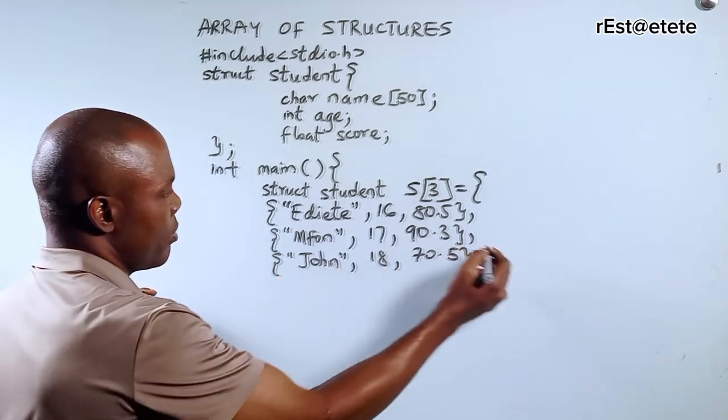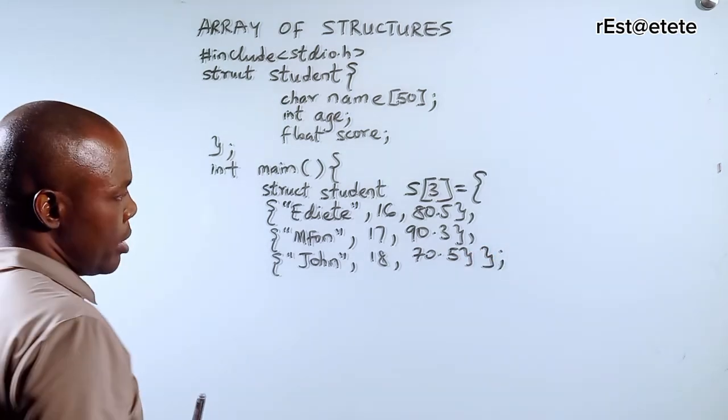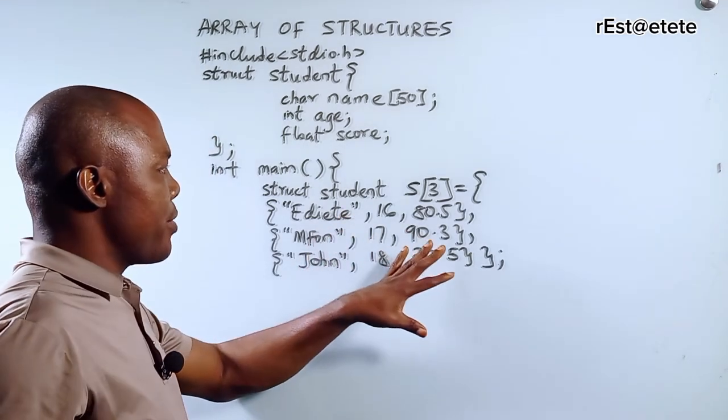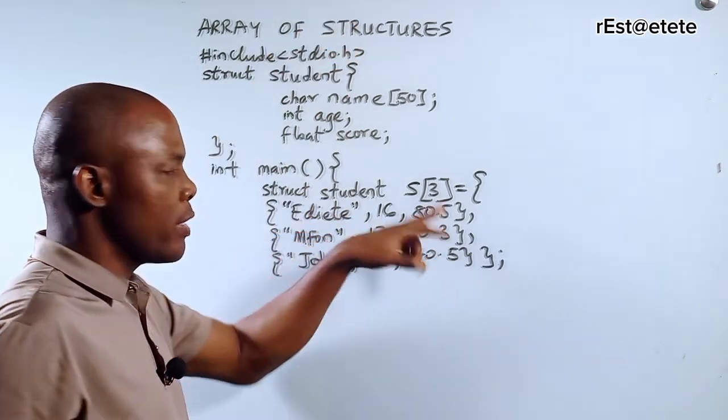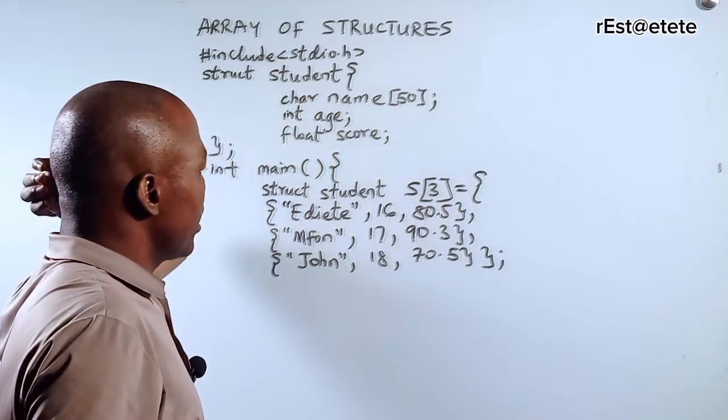We can put it here, or we can put it here, just to economize space for us. Now, we have declared our array of structure. So each of the members of this array is a structure. That is what it is.